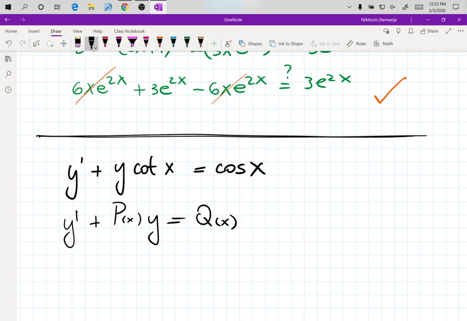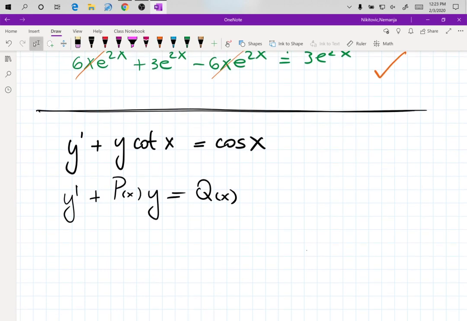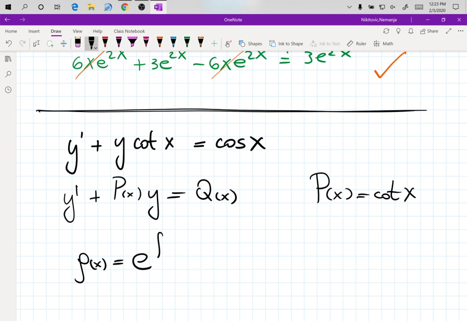Right? We compare this to our formula. Now, what we do is we realize that P of x is cotangent x. And we need to find our integrating factor rho of x as e to the integral of cotangent x dx. Obviously. Now, how do we integrate cotangent x?